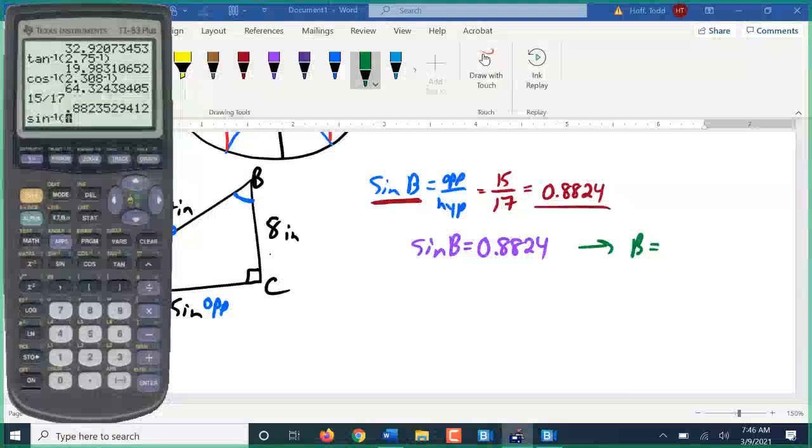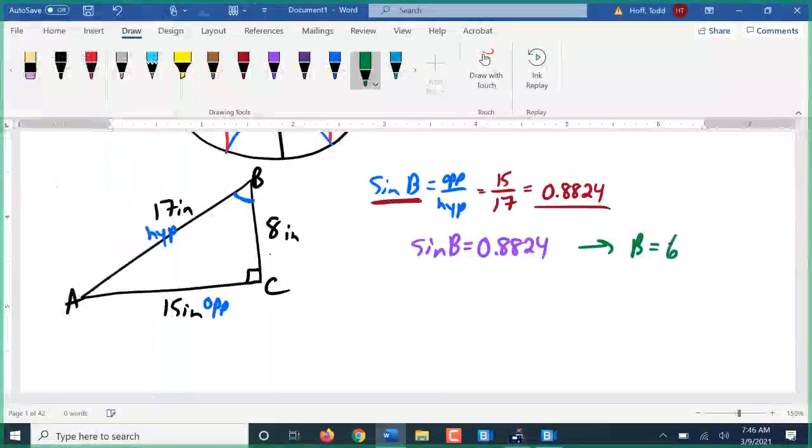Now, since we had to round that, rather than just typing in 0.8824, I'm going to use the answer key. I'm going to do second ANS to tell my calculator to use that previous answer. So it's not just going to be 0.8824. It's going to be 0.8823529441. It's going to use that entire answer without rounding. Now it's 61.93 degrees.